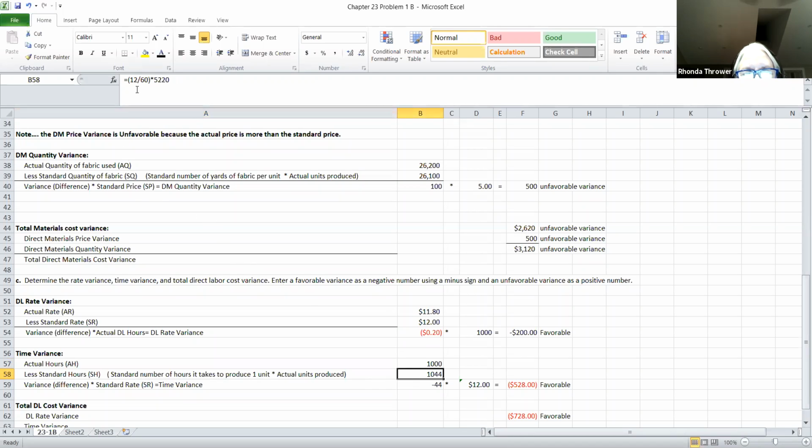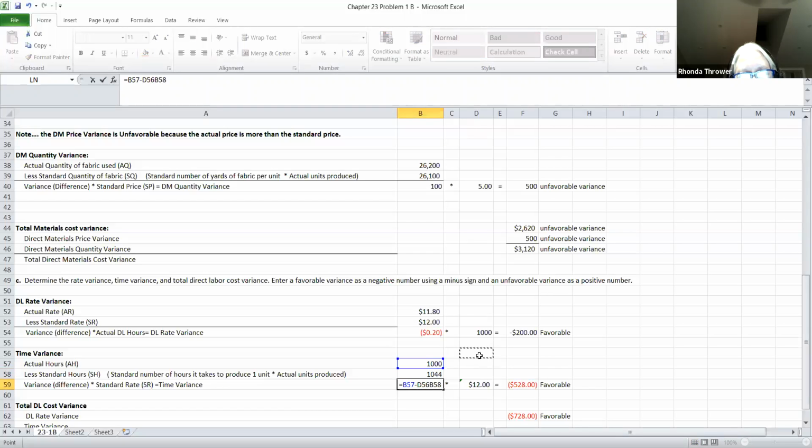So notice my formula here. Remember, they gave us that the standard amount of time that it takes to produce one unit is 12 minutes. And we have to convert that to an hourly amount. So to do that, 12 minutes divided by 60 minutes will give you the standard number of hours it takes to produce one unit. And then we will multiply that by the actual units produced, which was a given amount. And that tells us the standard hours that we have for this time variance.